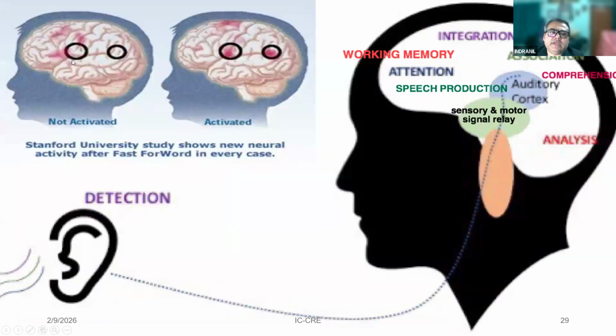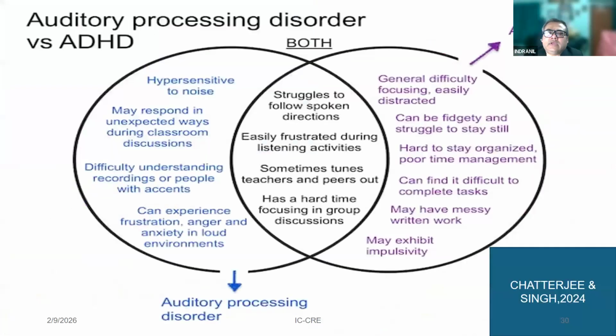So you see, this is the activation of the brain. Here it is not activated, there is no activation, but in this red area there is activation. That Stanford University study shows new neural activity after Fast ForWord in every case. If you stimulate all these areas, speech areas, associated areas, the auditory cortex, primary and secondary auditory cortex, then the different memory areas, attention areas, and executive functions are always giving impetus to auditory learning.